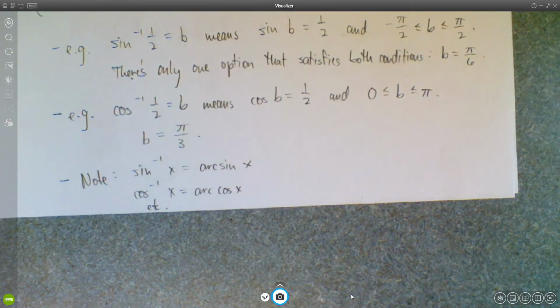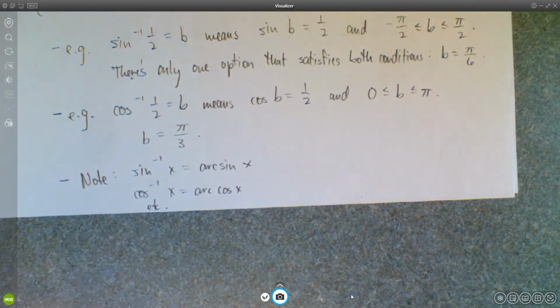So for example, sine of pi over 6 is equal to 1/2. So sine inverse of 1/2 could be pi over 6, but then again, sine of 5 pi over 6 is also equal to 1/2. So sine inverse of 1/2 could also be 5 pi over 6. How do you decide if sine inverse of 1/2 is pi over 6 or 5 pi over 6? Well, you look at which one of those angles lives between negative pi over 2 and pi over 2, right? And pi over 6 is the one that lives in that interval.